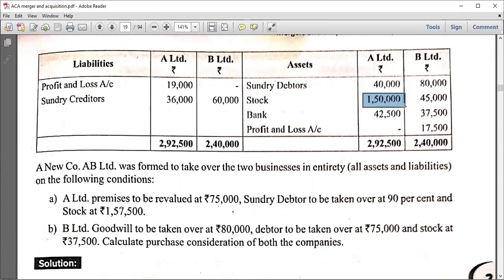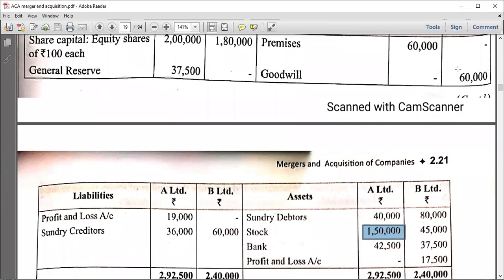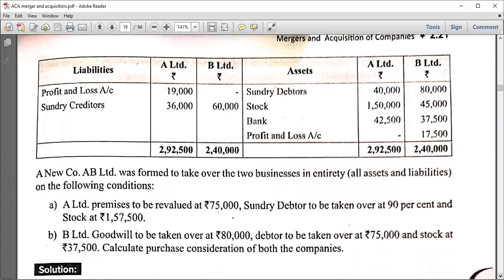57,500. And B Limited, goodwill was 60,000. So goodwill is 60,000, but they will be taking over at 75,000. You have to take always market value. Please remember, whenever your goodwill is to be taken over at 80,000, I'm sorry, what is it? Book value is 60, but agreed value is how much? 80,000. Debtor value was 80,000, but they will be taking over at 75,000.